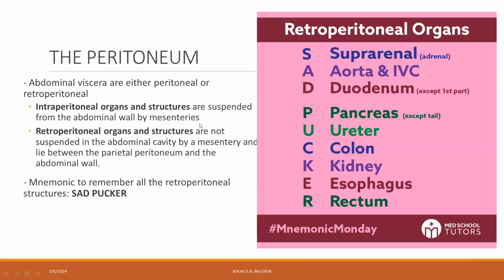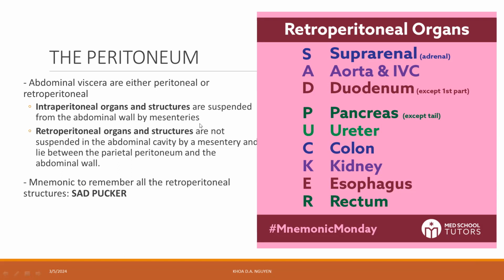All right. So now the abdominal viscera can be divided into whether they are mostly covered by peritoneum, also called peritoneal organs, or only covered in part by peritoneum, which you call retroperitoneum. The intraperitoneal organs and structures are suspended from the abdominal wall by mesenteries, while the retroperitoneal organs and structures are not suspended in the abdominal cavity by a mesentery and lie in between the parietal peritoneum and the abdominal wall.